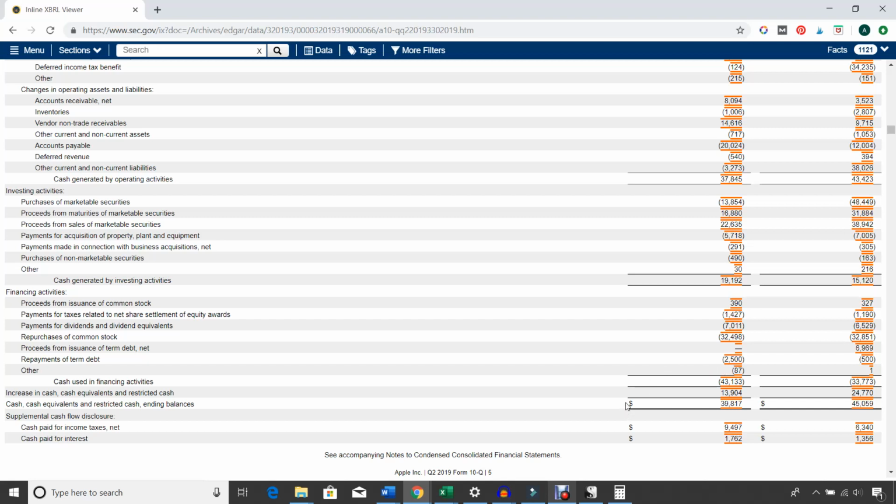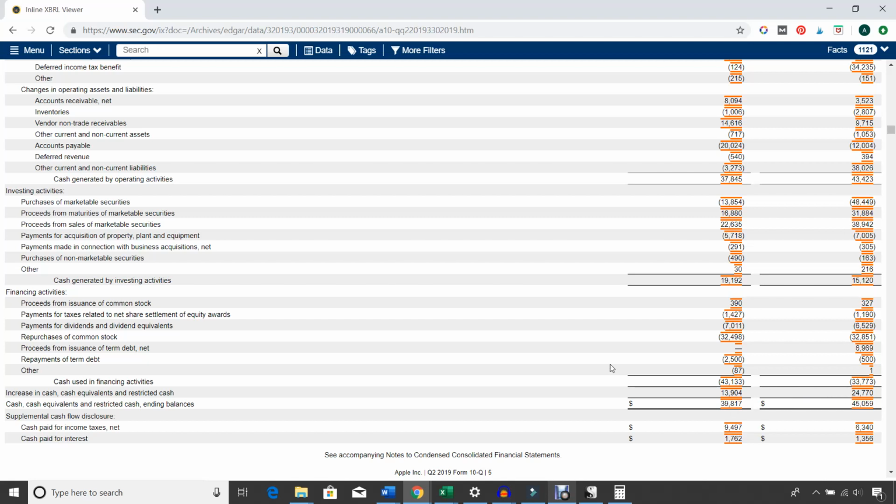And finally, at the end of the statement of cash flows, the company will reconcile the cash at the beginning of the year with the cash at the end of the year. So it looks like cash overall increased by $13.9 billion to $39.8 billion, from about $24 billion at the end of the prior year.